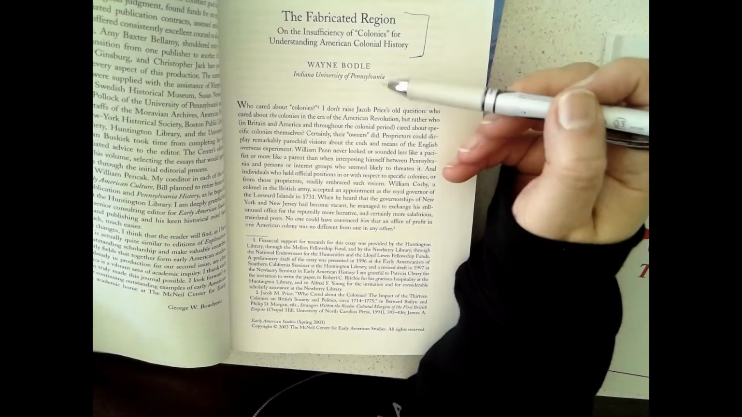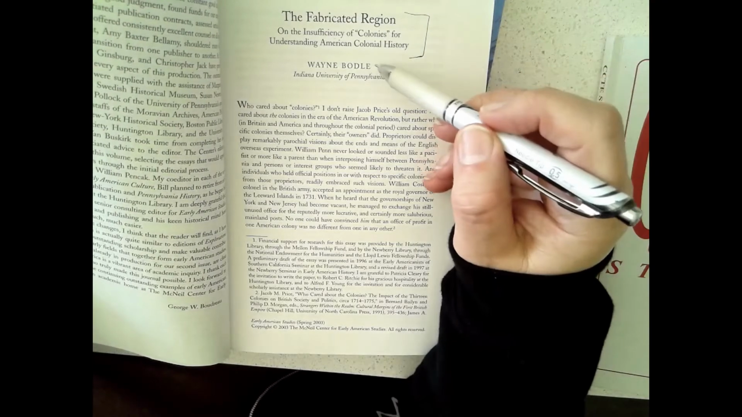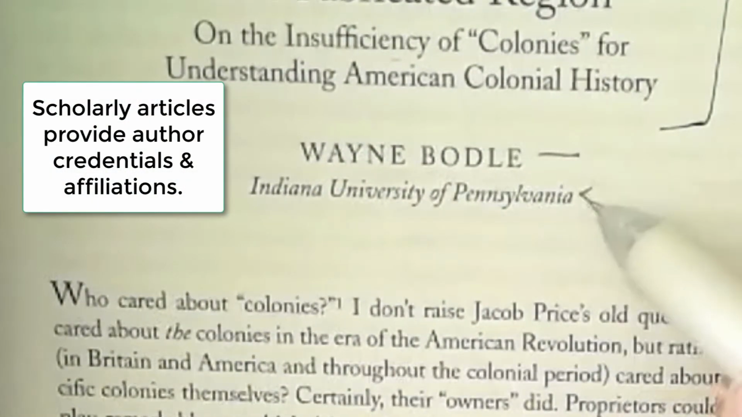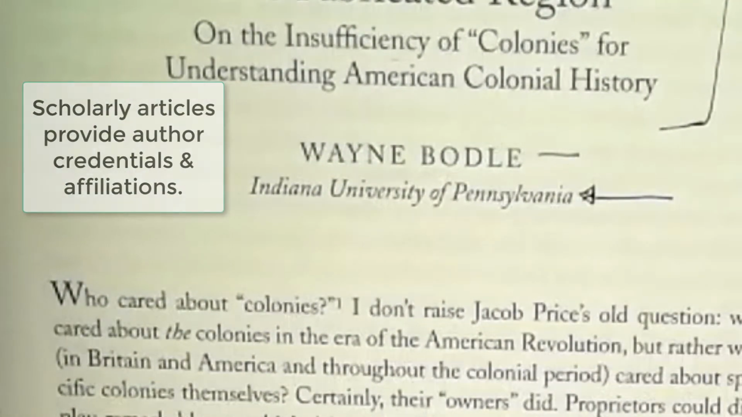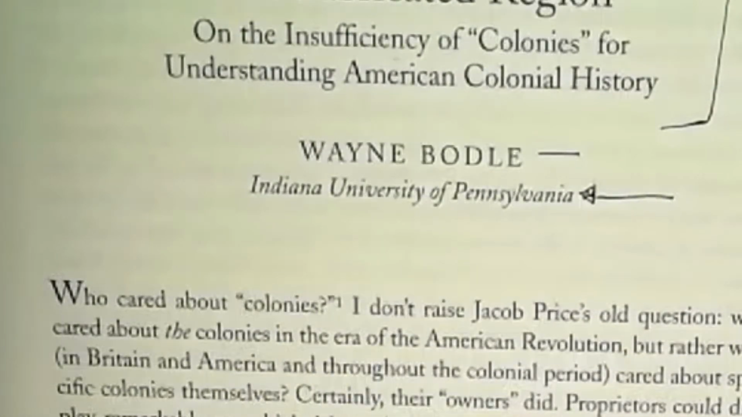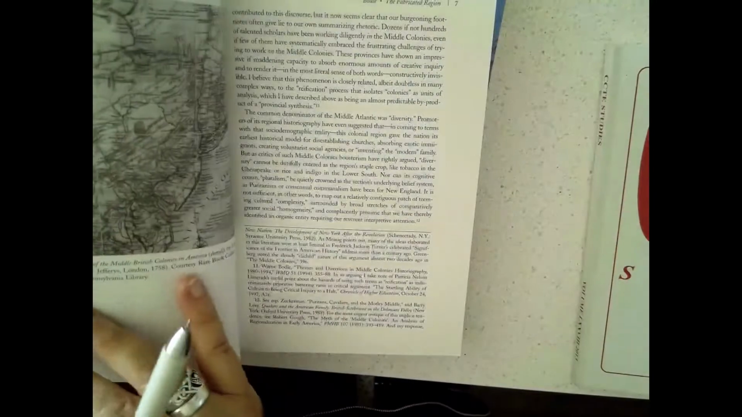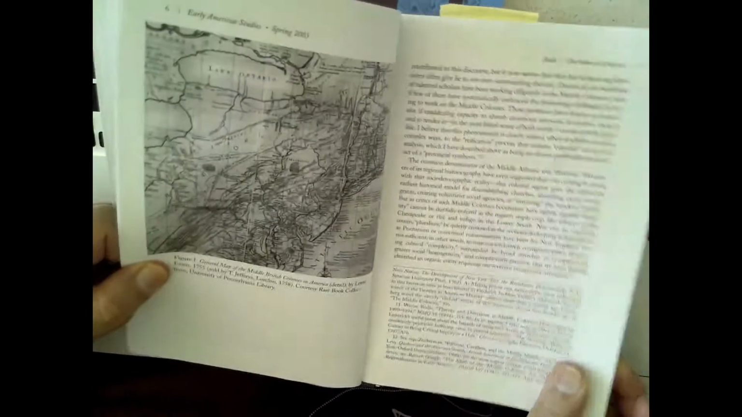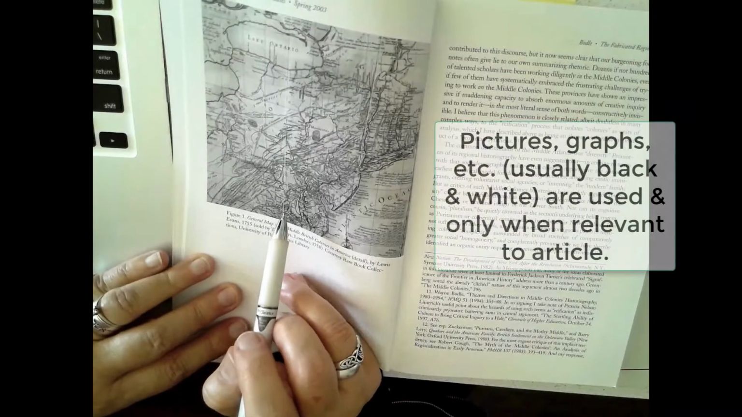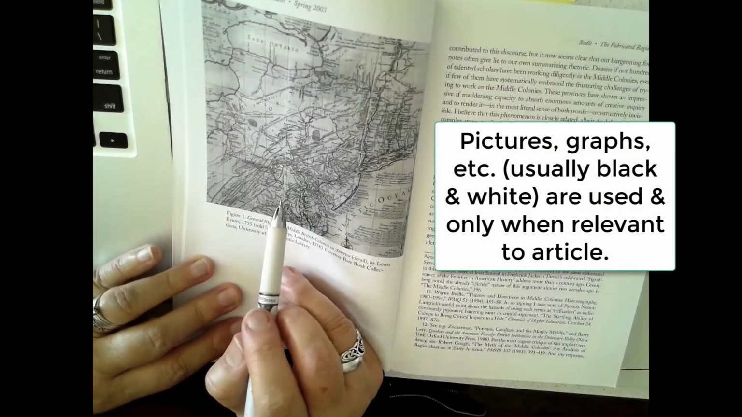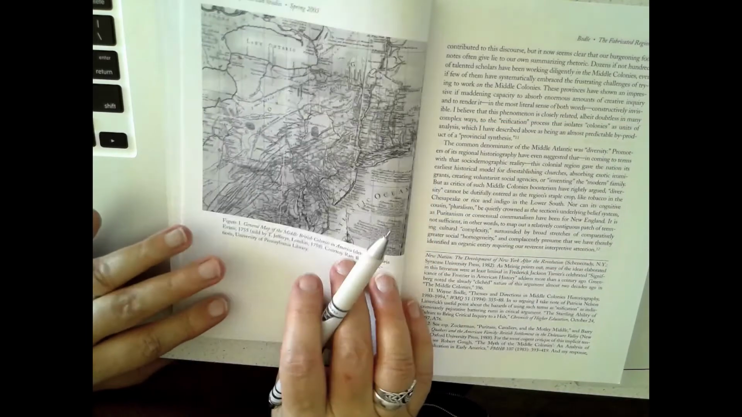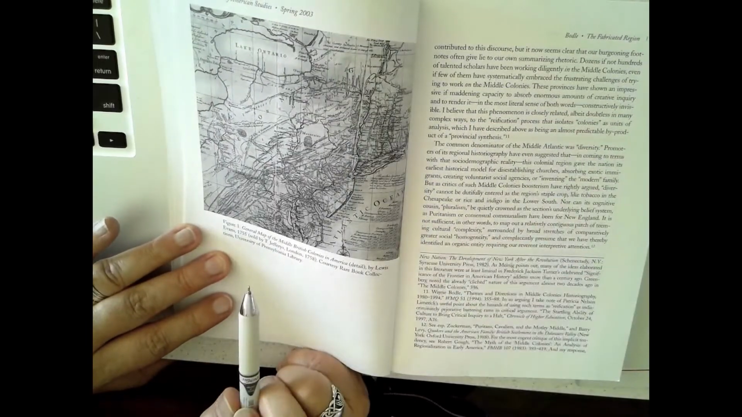And then we have the author's name. We've got, in this case, Wayne Bodle. We have his name, but very important, we have his credentials or where he's from: Indiana University of Pennsylvania. So those are a couple of other ways how to tell this is a scholarly journal. Pictures will be used, but they're not going to be pictures you find in Time magazine or some kind of gossip magazine. They will be pictures that are relevant to the article itself.